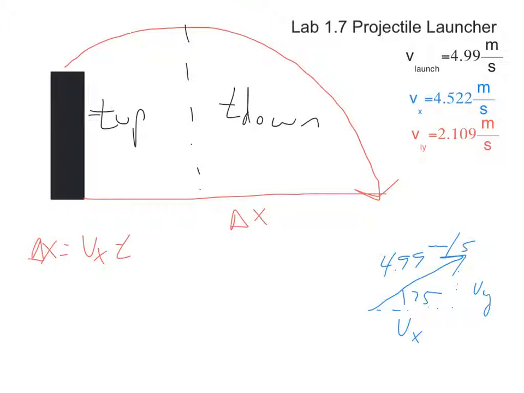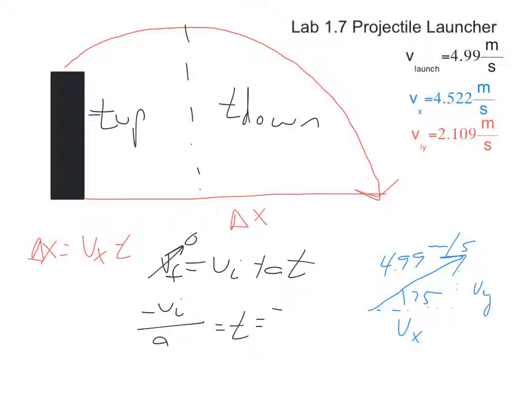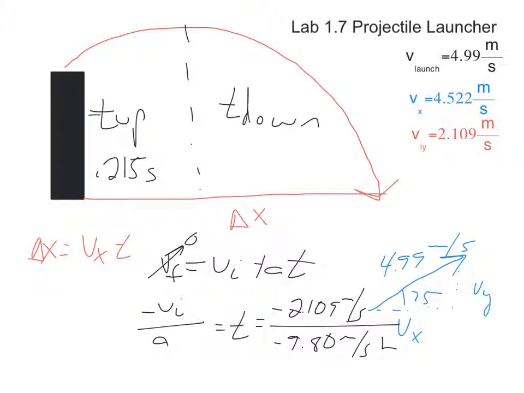Now t up is pretty easy because t up is just the time that it takes me to go from my initial y velocity to 0 y velocity with the acceleration of negative 9.8 meters per second squared. So for that formula, it's Vf equals Vi plus At. Vf is going to be 0, so I'm going to get rid of that. And then I have negative Vi over A equals t. So that equals negative, Vi is 2.109 meters per second, and A is g, which is negative 9.80 meters per second squared. And if I plug that into my calculator, negative 2.109 divided by negative 9.8, I get 0.215 seconds. So t up is going to be 0.215 seconds. Alright, so that gives me half of my problem.